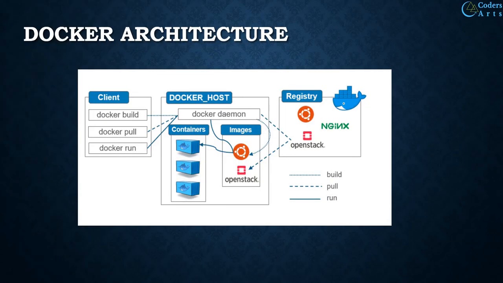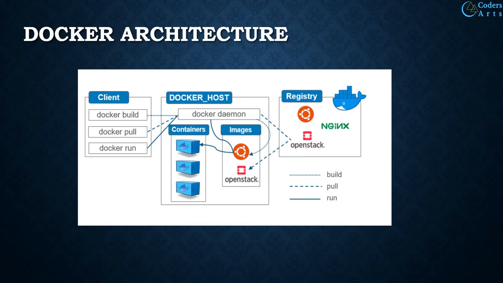The server is the Docker daemon, which is also called dockerd. It can create and manage Docker images, containers and networks. The REST API gives instructions to the Docker daemon. The command line interface is used to enter Docker commands. Now let's see how Docker works with the help of the Docker architecture diagram.